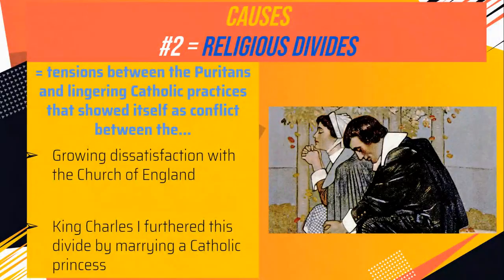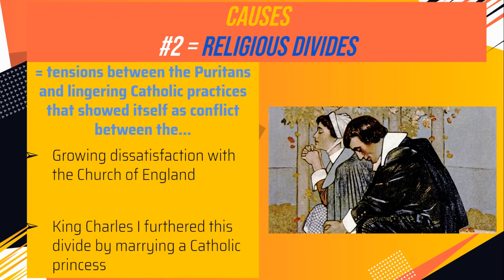The next cause to go into is some religious divides. So there are tensions between the Puritans and the lingering Catholic practices that show itself as conflict. And so if you remember going back, when Henry VIII takes over the Catholic Church and becomes the Anglican Church, that's that Protestant feeling that's coming in from Henry VIII. Henry VIII is still pretty much Catholic, he's just without the Pope.